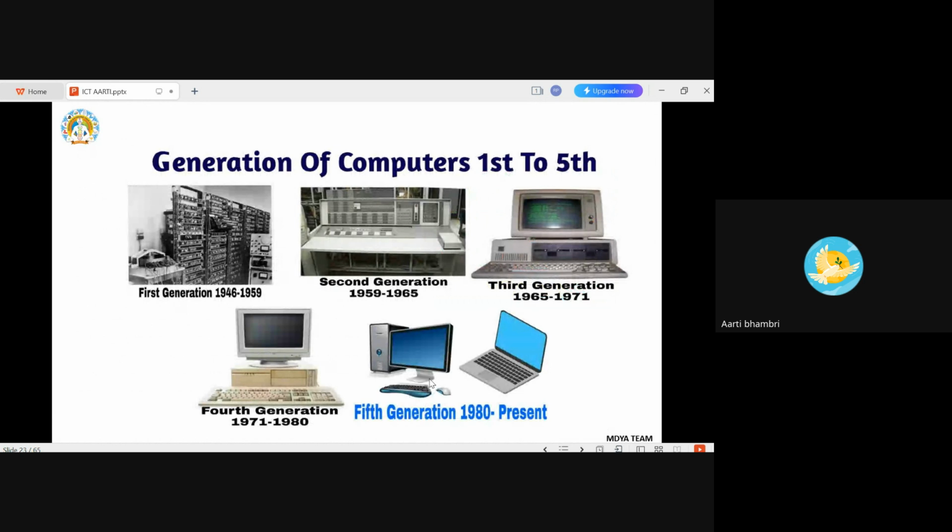Now next is the generations of the computer. There are 5 generations. We will discuss first to fifth: first generation, second generation, third generation, fourth generation, and fifth generation. We are now in the fourth generation, but here we will discuss all 5 generations.